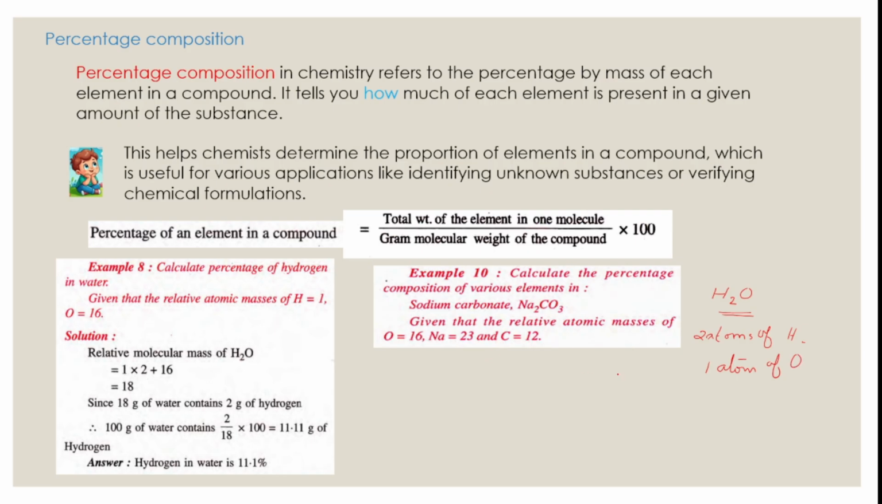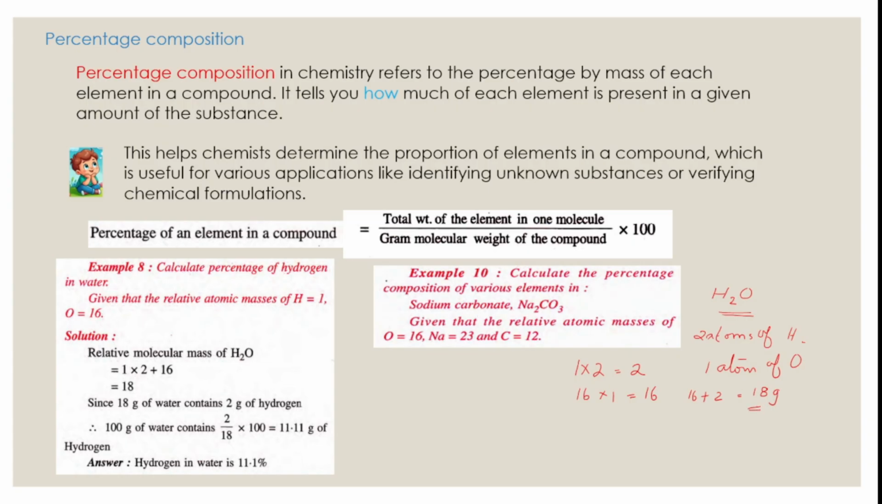And we also know that the atomic mass of hydrogen is 1 and there are two atoms of hydrogen, so the atomic mass of 2 hydrogen is 2, and the atomic mass of oxygen is 16 and we have only one atom of oxygen, so 16 into 1 is 16. So what is the total or relative molecular mass of water? Total mass of water is 16 plus 2 equals 18. So the total mass of a water molecule is 18 gram.